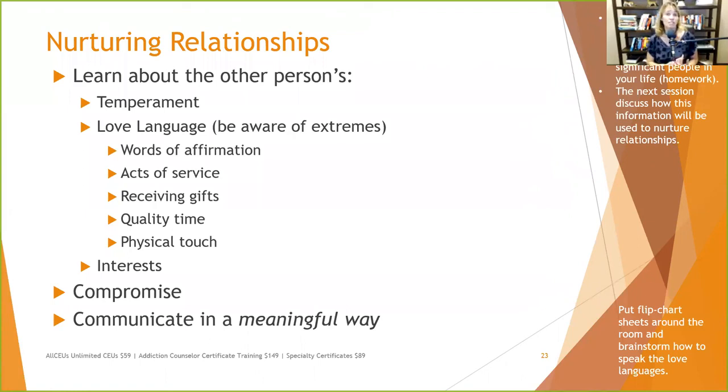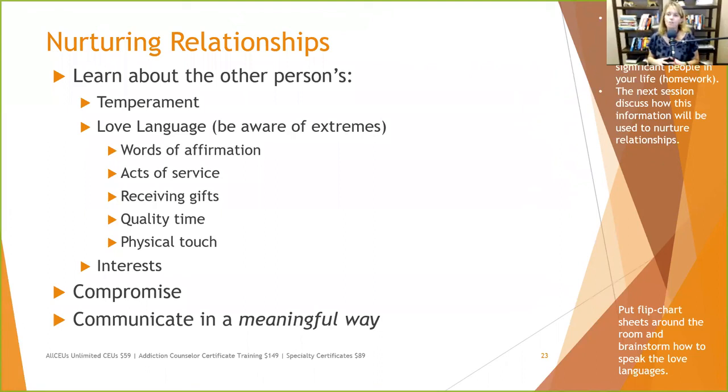Know about their interests. And once you figure these out about your significant others, and I say others because it's not just your spouse, it's your kids, it's your friends, etc., then figure out how to work these into your day-to-day relationship activities. I encourage the clients for homework to identify the temperament, love language, and interests of all the significant people in their life. And then the next session, when they come back, we discuss how this information will be used to nurture their relationships. So how can they start giving words of affirmation more frequently? Texts, little sticky notes, what are they going to do?